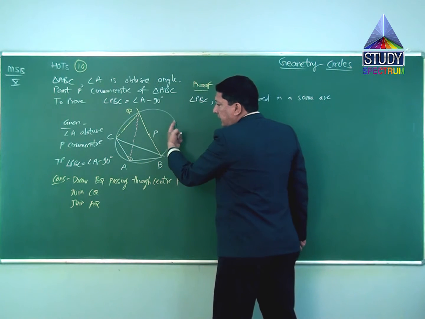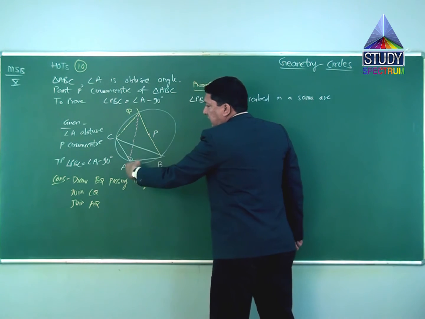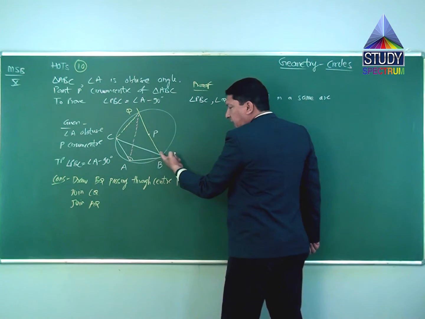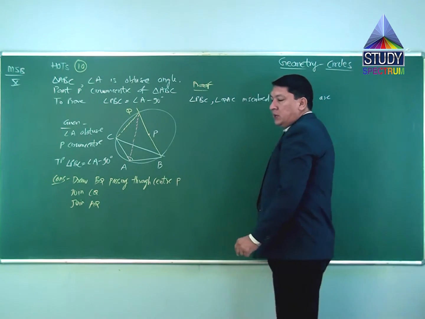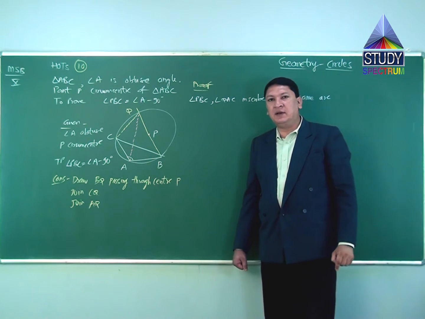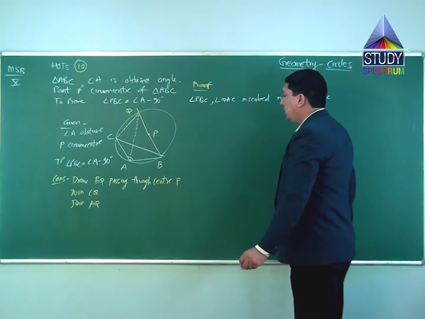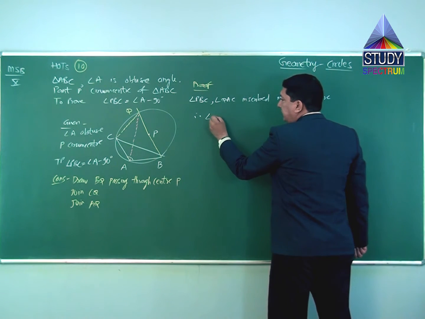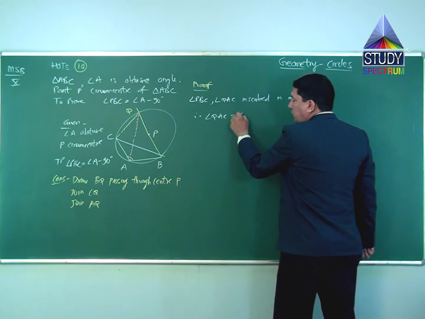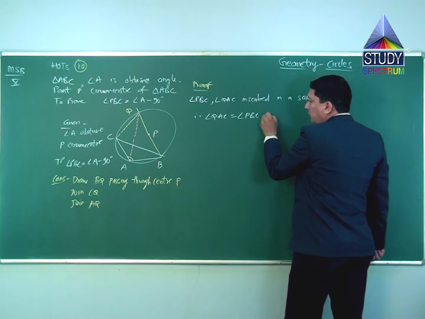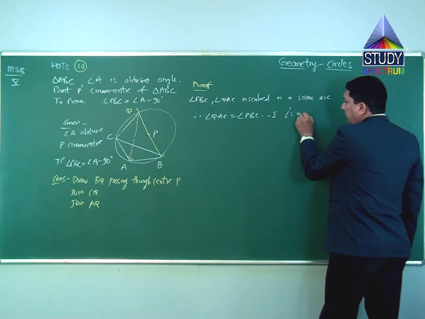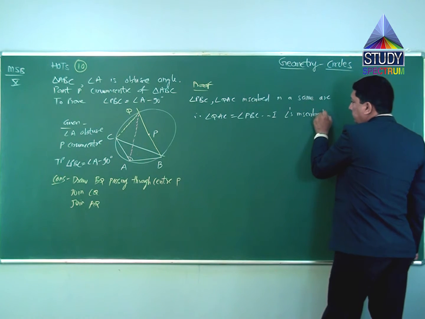Which arc? This is the arc. Now in this arc there is one angle, there is second angle. Now we know when two angles are inscribed in a same arc, angles are congruent. Therefore, we can write angle QAC is equal to angle PBC. First equation. Angles inscribed in a same arc are congruent.